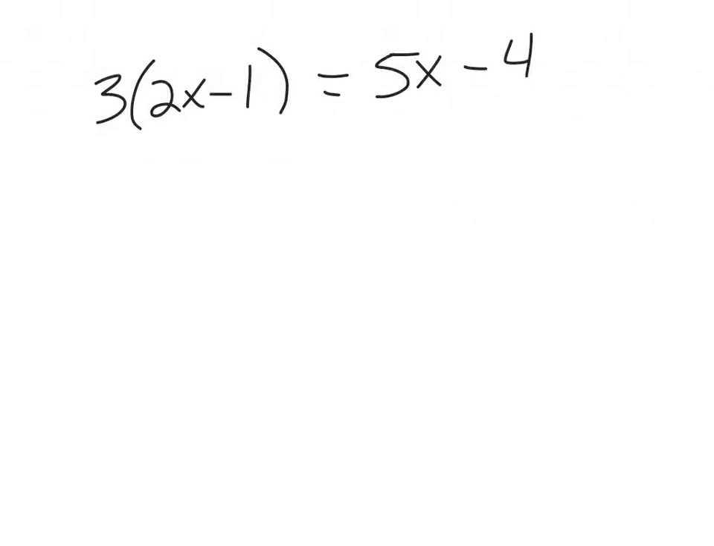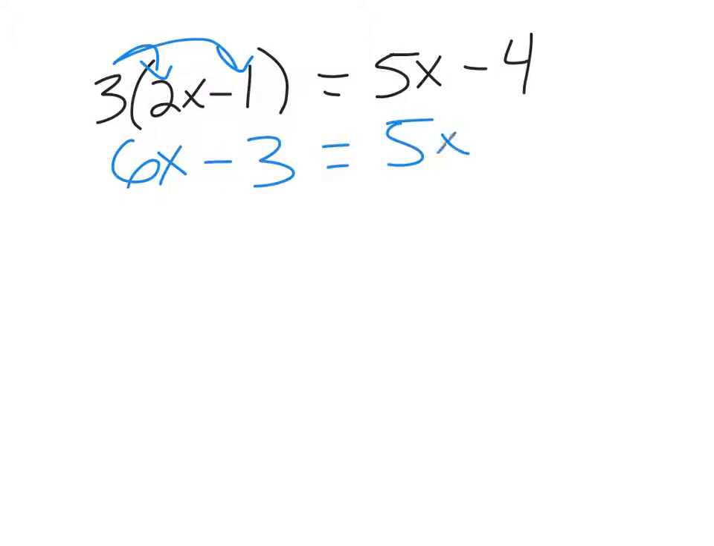So letter C says this. 3 times 2x minus 1 once again is equal to 5x minus 4. Alright, so once again, I'm going to have to remove those parentheses by applying the distributive property. So I'm going to take 3 times 2x again to get 6x. 3 times negative 1 is negative 3. And then 5x, there's no parentheses on the other side, so no distributive property to use over there. And then there's also no like terms to combine.